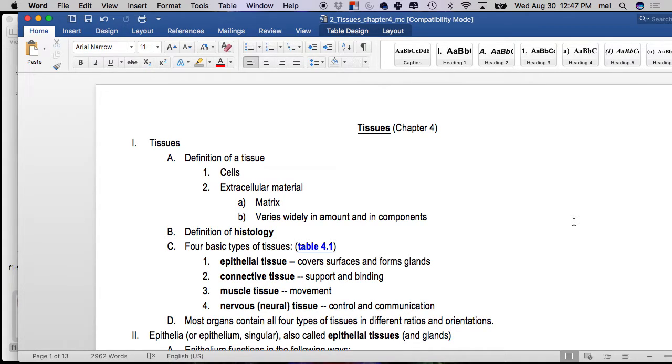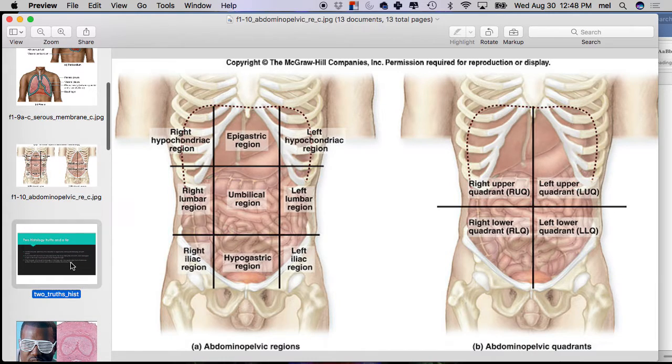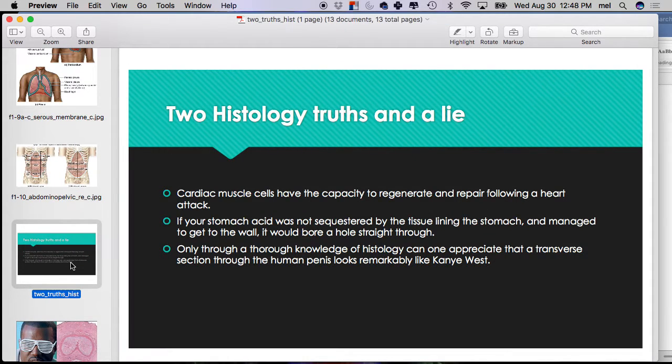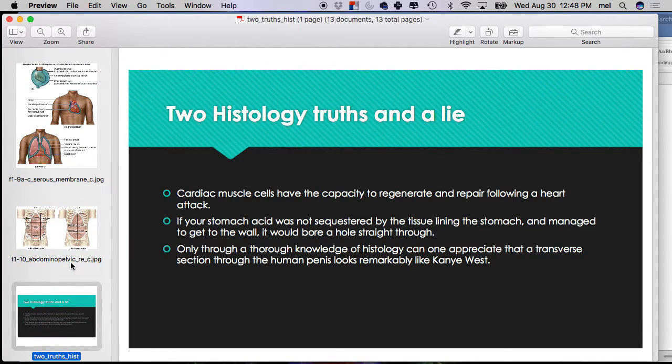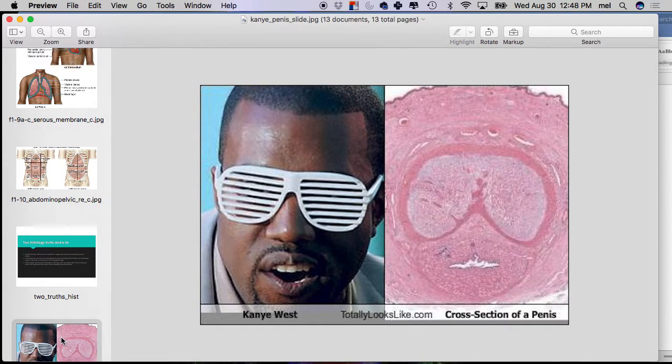What is histology? Study of tissues, exactly. So briefly, before we get into histology in detail, we are going to start again with 2 histology truths and a lie. Let's see if you can tell me which of these is true and which is a lie. You ready? You got your idea about which one's a lie? I'll narrow it down for you because the last one is definitely true.